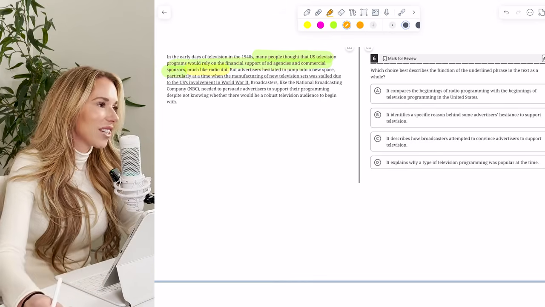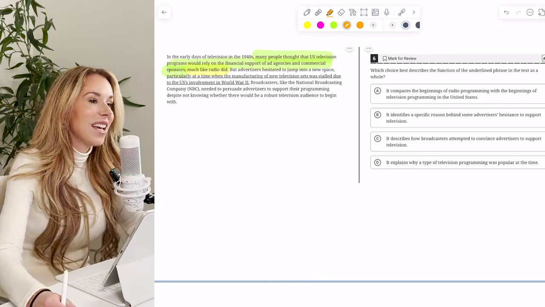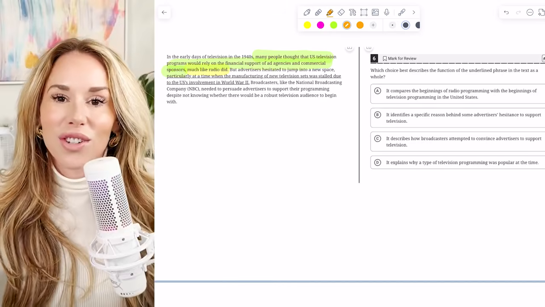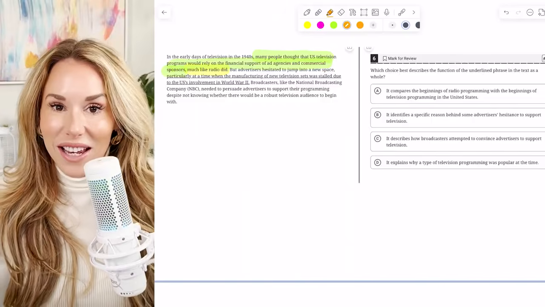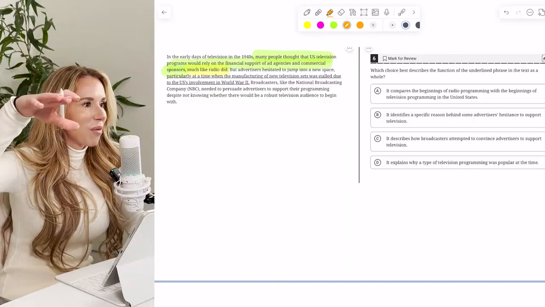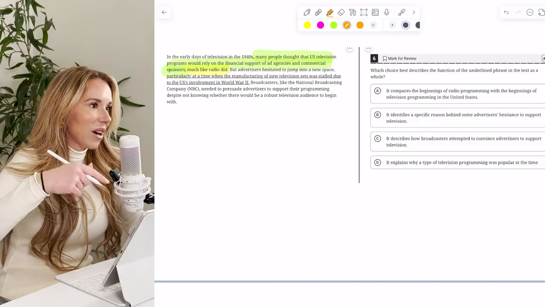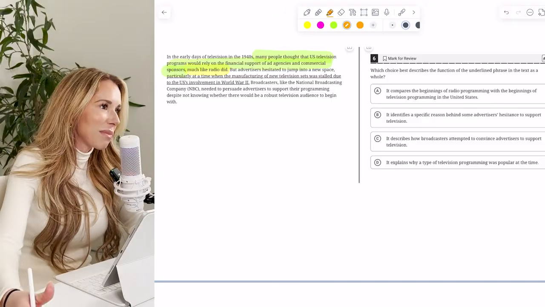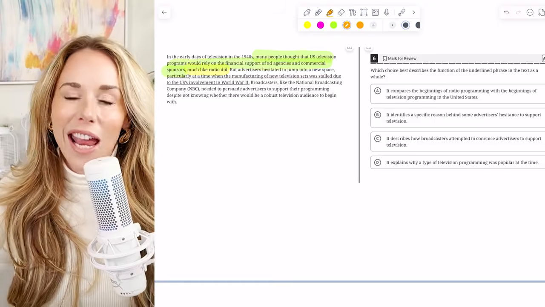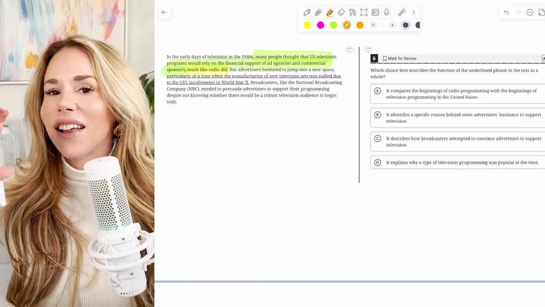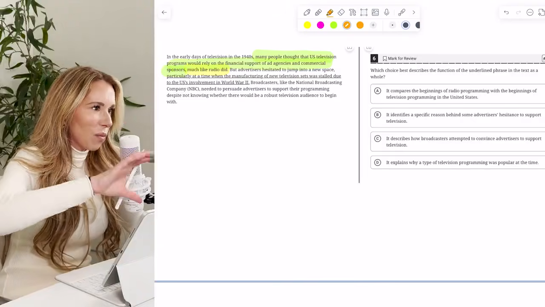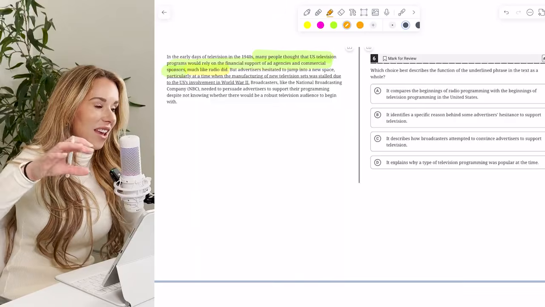Not to go off on a tangent, but I was just complaining last night that Netflix has commercials, Hulu has commercials, they all have commercials. They didn't in the beginning, though, much like way back when television didn't and radio did. So now streaming is becoming like cable. Anyways, that's just something I noticed with the SAT. They like to bring in old historical passages that are relevant to today.